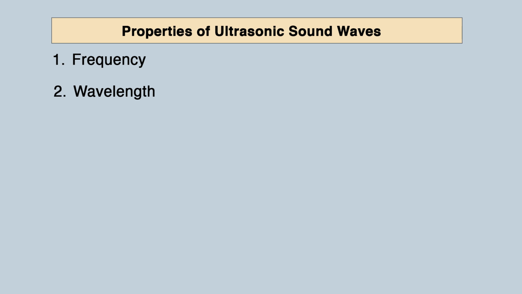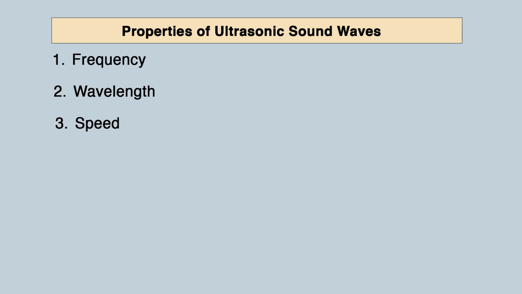Wavelength: the distance between two consecutive points that are in the same phase on the wave is known as the wavelength. Due to their high frequency, ultrasonic waves have shorter wavelengths compared to audible sound waves. This allows high resolution imaging and precise measurements.